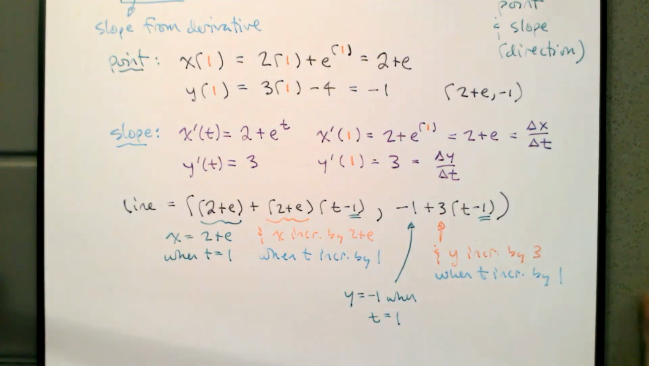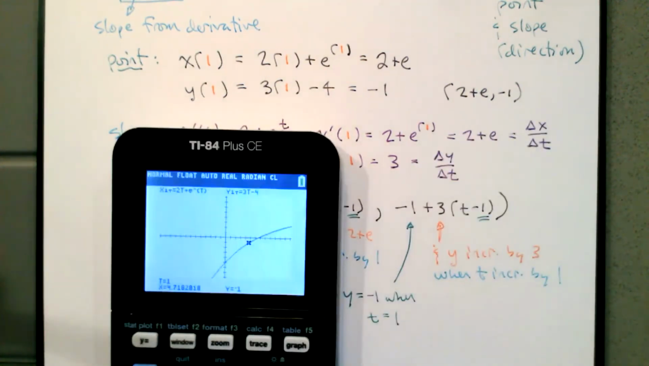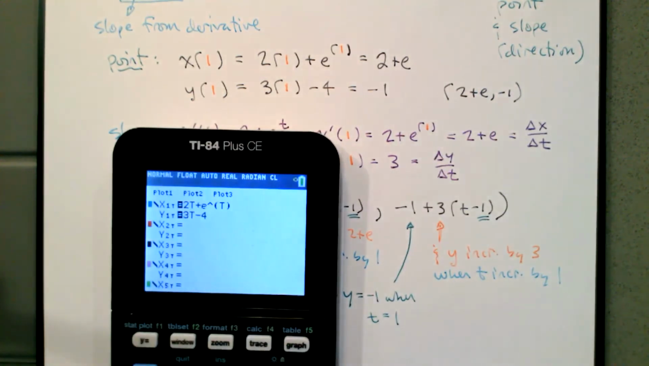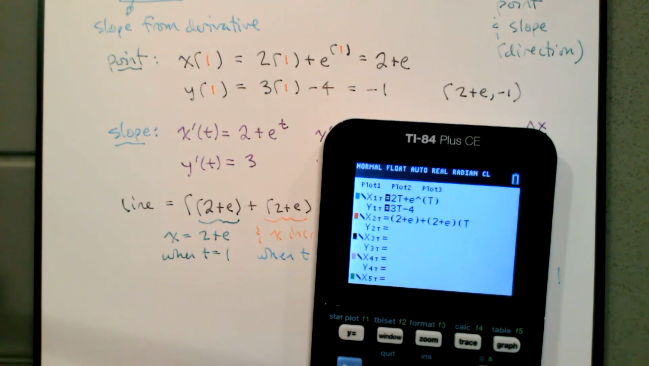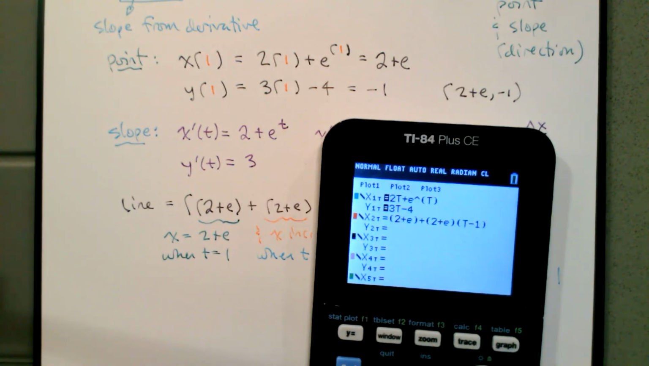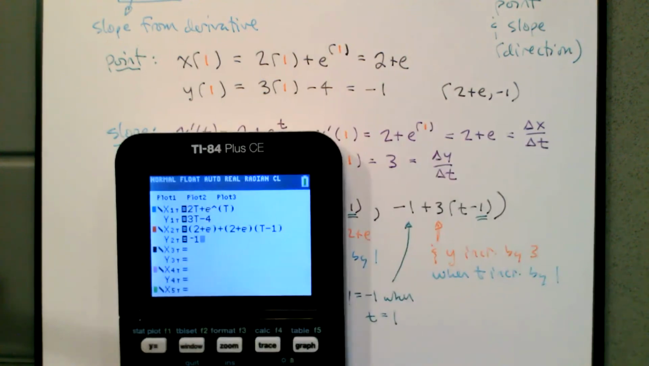Let's put this equation into our calculating machine and see what we get. So my x coordinate should look like 2 plus e, plus 2 plus e times t minus 1. My y coordinate is -1 plus 3 times t minus 1.